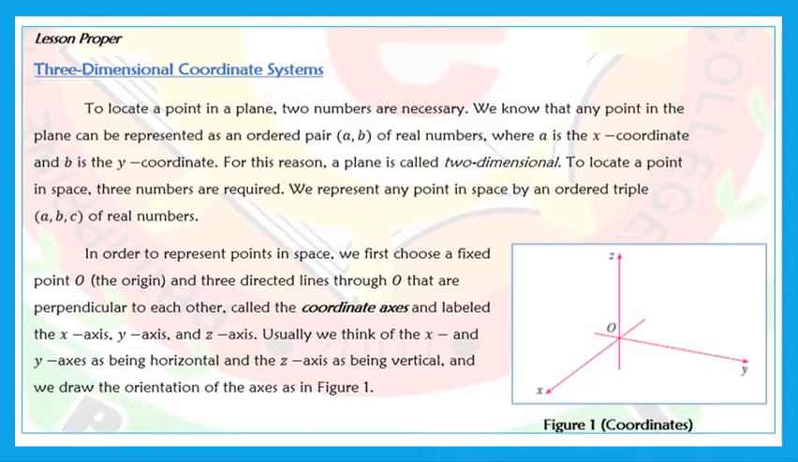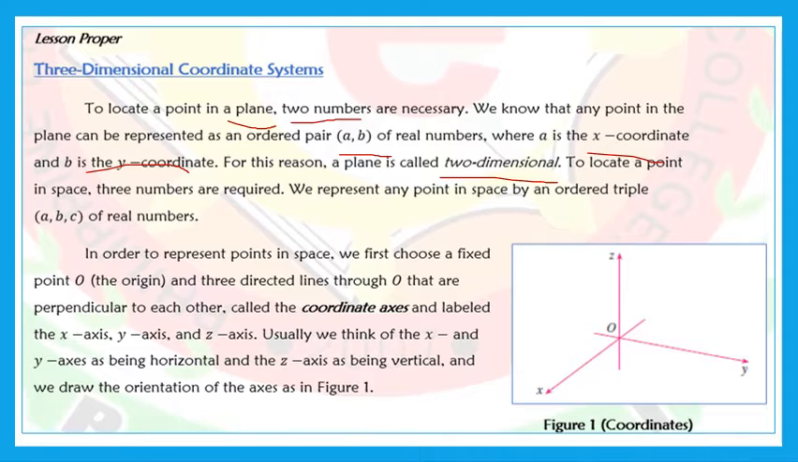To locate a point in a plane, 2 numbers are necessary, right? Kung plane yung pinag-uusapan, 2 numbers yung kailangan natin. We know that any point in the plane can be represented as an ordered pair (a, b) of real numbers, where a is the x-coordinate and b is the y-coordinate. Kung plane yung pinag-uusapan, ordered pair lang yung kailangan natin, or 2 numbers, where may tinatawag tayo na x-coordinate at y-coordinate. For this reason, a plane is called 2-dimensional. Okay, kung plane yung pinag-uusapan, yun yung tinatawag natin na 2-dimensional system.